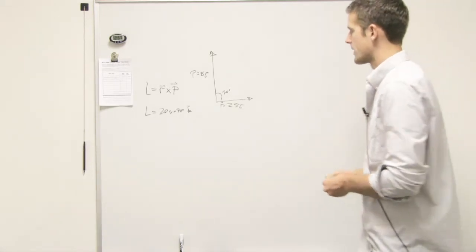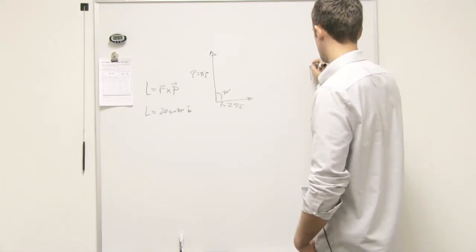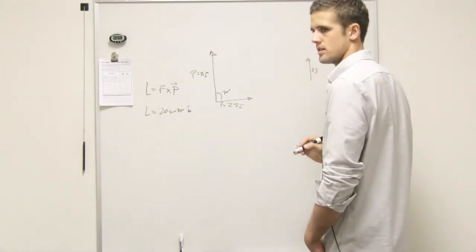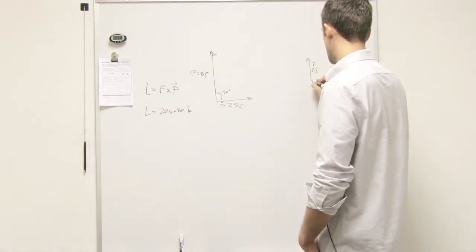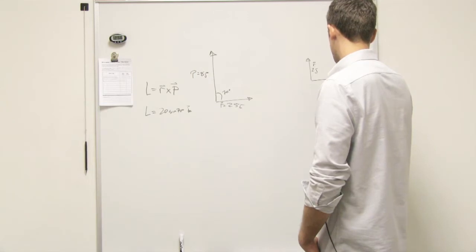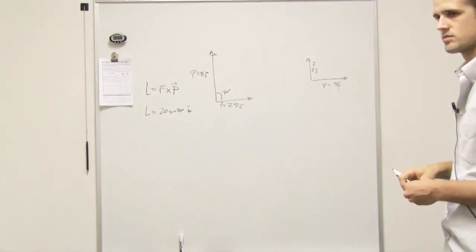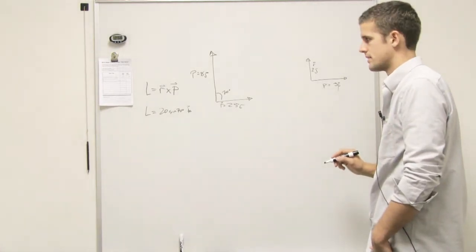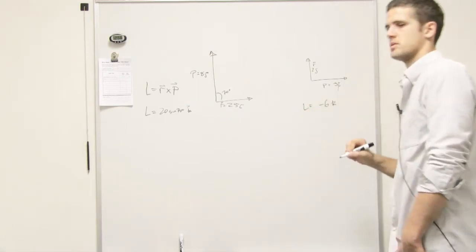Okay. What if you had one where your position was 2J, this is your R vector, and your linear momentum was 3I? It's going to be negative. And your cross product would be 6 negative K, or negative 6K. Yep. That'd be your angular momentum.